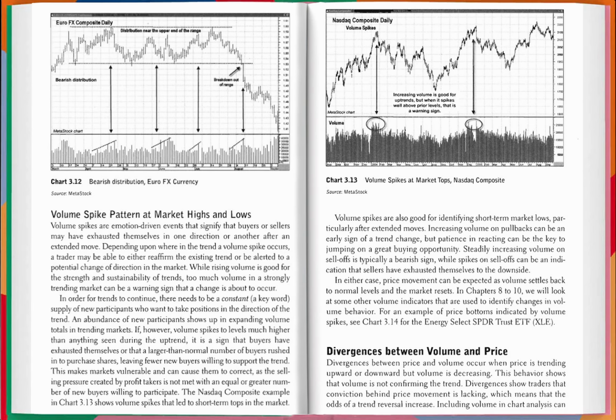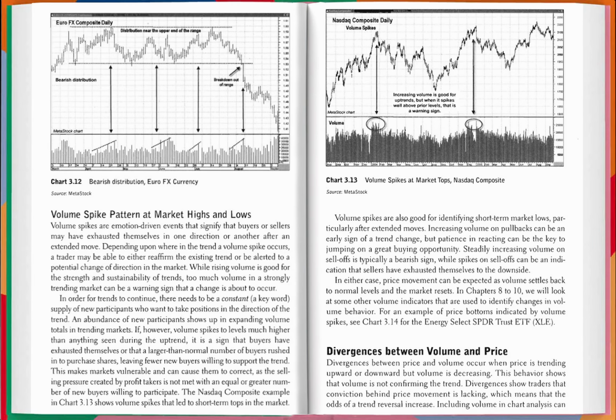Divergences between price and volume occur when price is trending upward or downward, but volume is decreasing. This behavior shows that volume is not confirming the trend. Divergences show traders that conviction behind price movement is lacking, which means that the odds of a trend reversal increase.